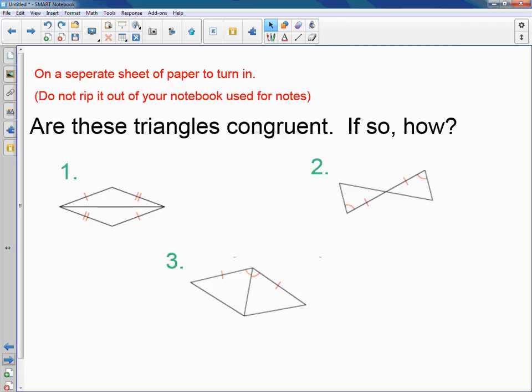So you are to do this on a separate piece of paper. Do not rip it out of your notebook you use notes for. If you have it on there, I'm going to count it as a 0. You need to draw these three pictures and tell me how these three triangles are congruent. Okay? And then we'll discuss more when you get into class.